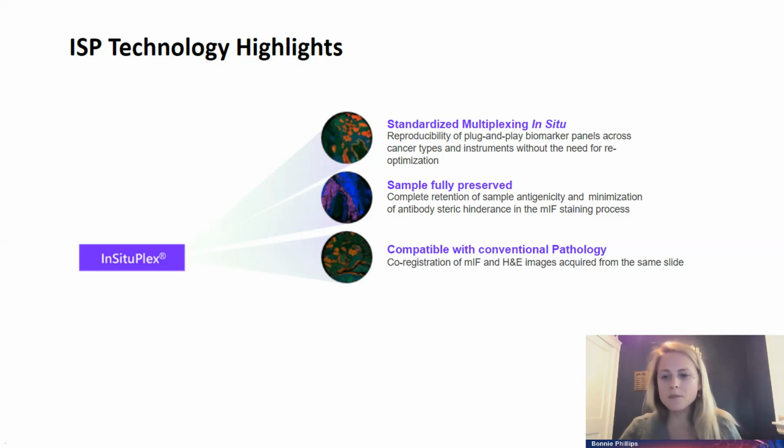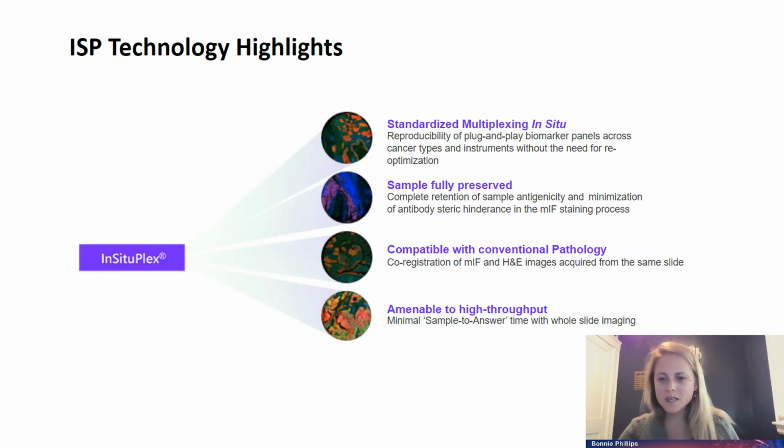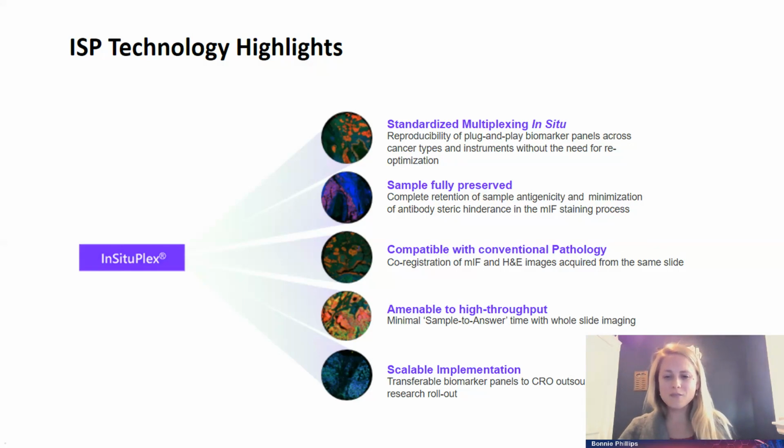It's compatible with conventional pathology, as I had mentioned. Same slide H&Es can be performed. And it is a high throughput assay. It can be performed on an auto stainer, and many slides can be stained at one point in time. And then, of course, it is scalable, so it can easily be outsourced because it's a very simple, elegant assay that's easy to transfer to different areas.